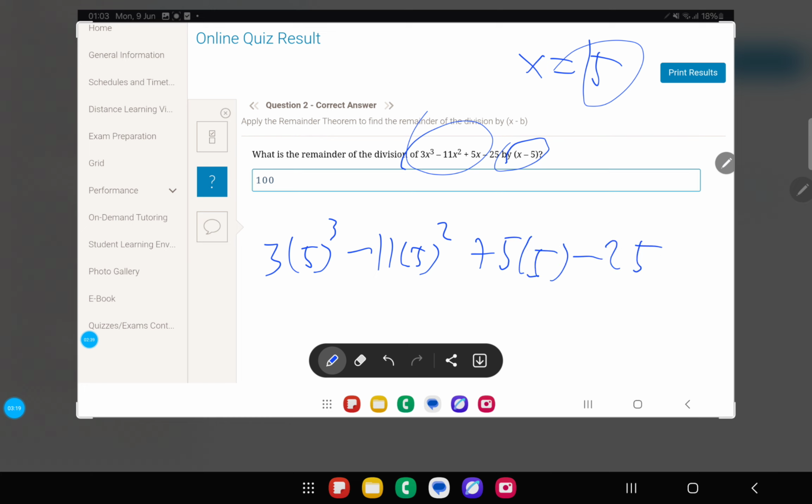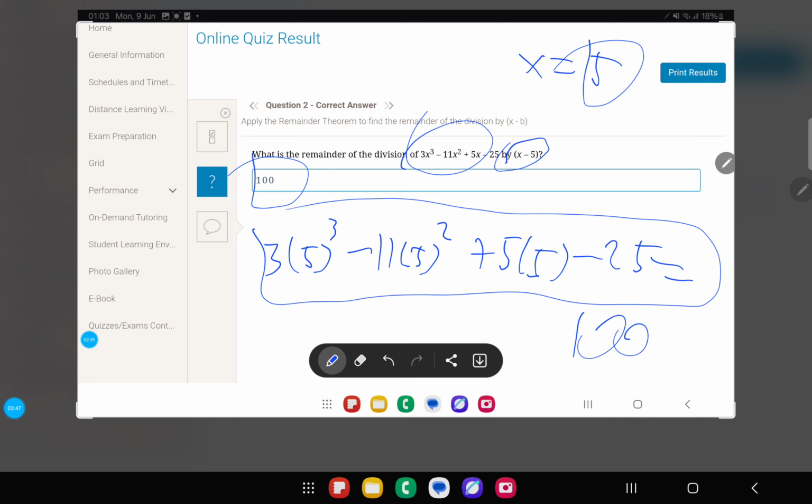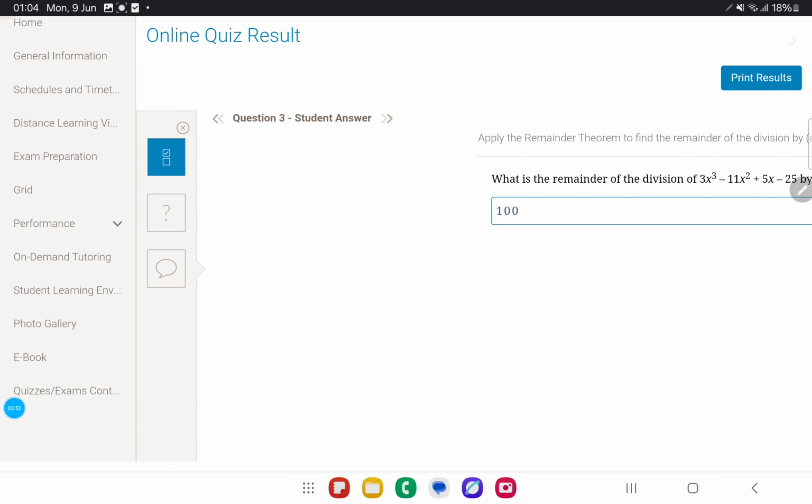Now do this on the calculator. 3 times 5 cubed minus 11 times 5 squared plus 5 times 5 minus 25. You get 100 after you do this on the calculator. Or if you like to make your life hard, then just solve it manually. Okay? So yeah, that's it. Now for question 3.